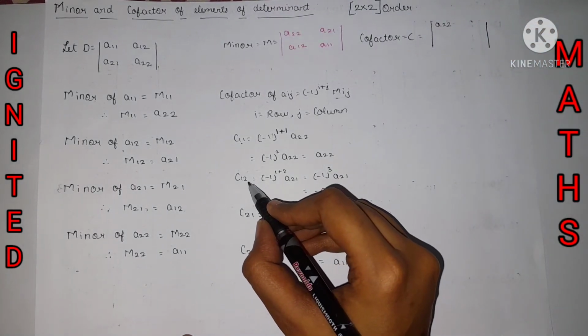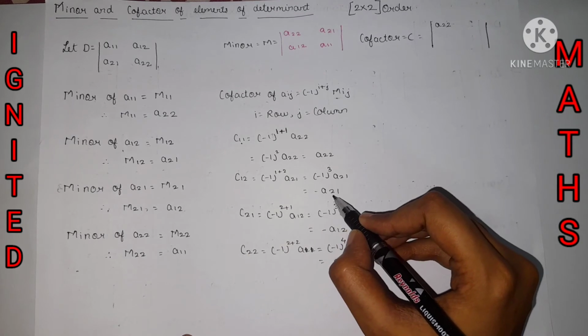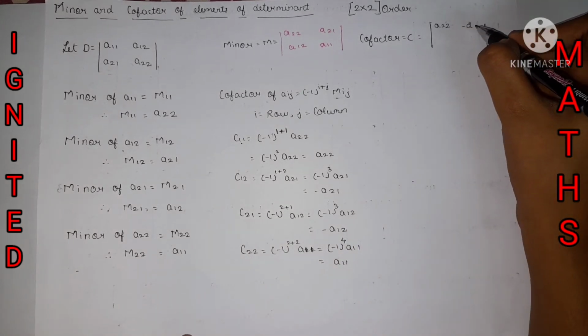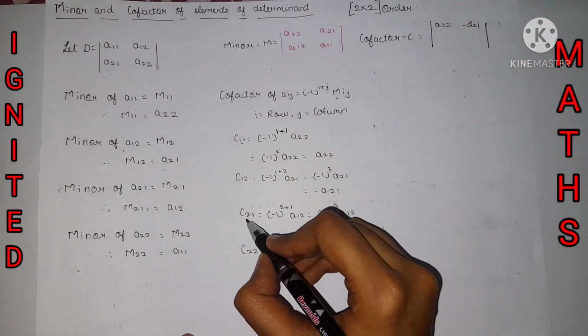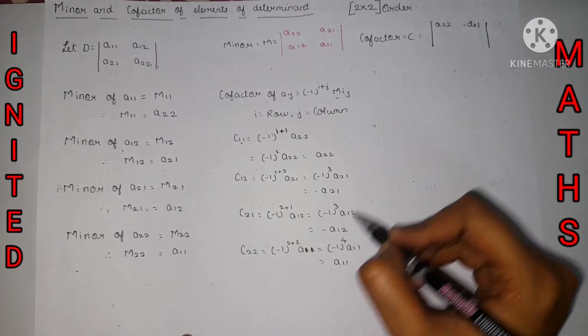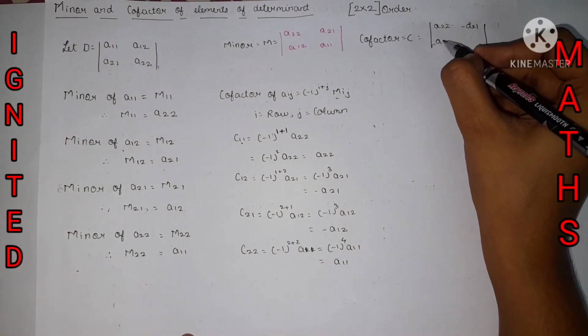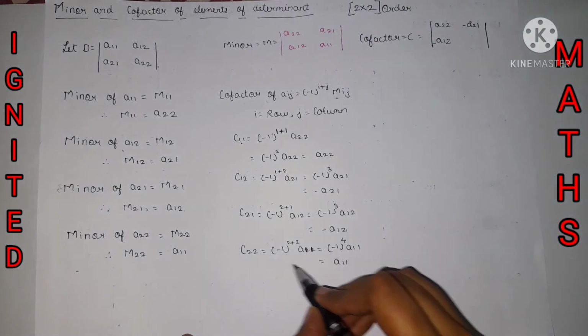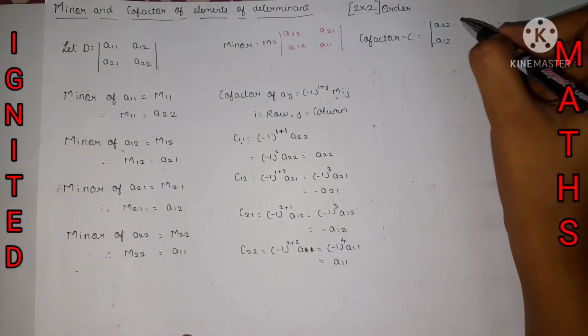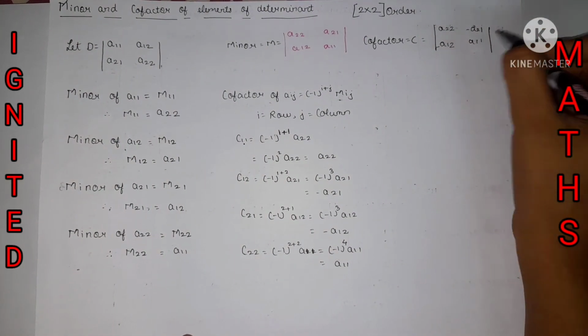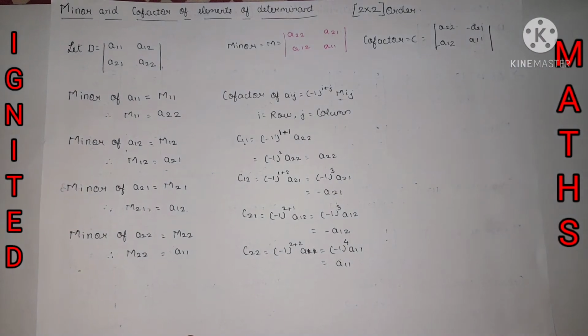Cofactor of first row and second column is equal to minus 1 of A21 element. Cofactor of second row first column is equal to A12 element. Cofactor of second row and second column value is equal to A11 element. This is how we represent the determinant.